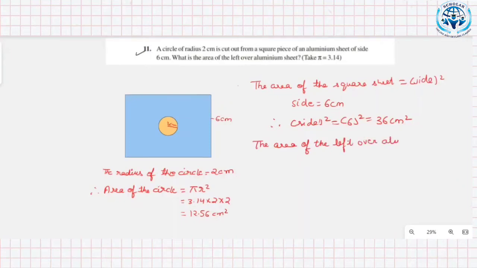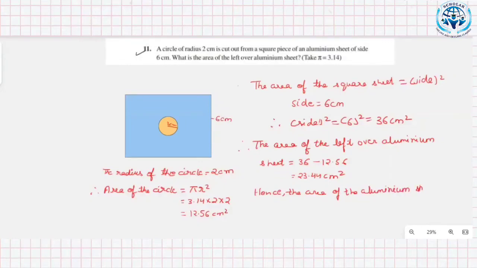The area of the leftover aluminium sheet is equal to 36 minus 12.56 is equal to 23.44 centimeter square. Hence the area of the remaining or leftover aluminium sheet is 23.44 centimeter square.